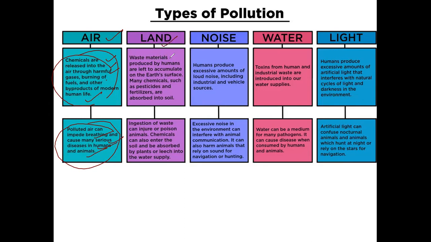Another is land pollution. Land pollution is nothing but waste material produced by humans left accumulated on the earth's surface. Many chemicals such as pesticides and fertilizers are absorbed into the soil. If you use pesticides to increase the productivity of the crops, when you use pesticides and fertilizers, these pollute the land. This is called land pollution.